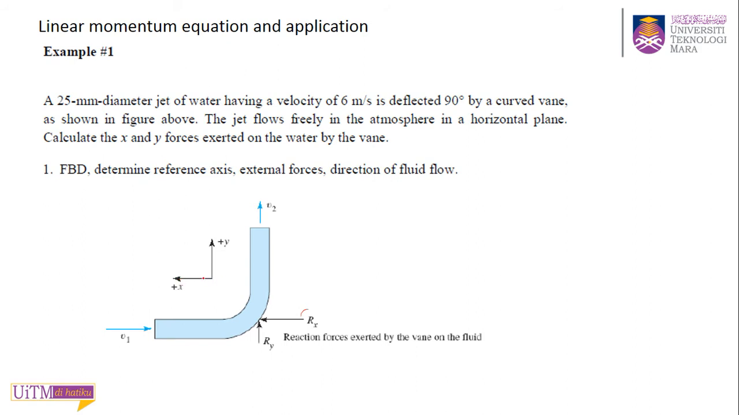So they take to the left is positive and upward is positive. So this is your reference. And as the steps show you, you need to label all the forces inside this diagram. So your velocity in, they gave you the velocity 1, 6 meter per second, and the velocity 2 out of this jet. So they did not give you the velocity 2, but you can find out this velocity 2.